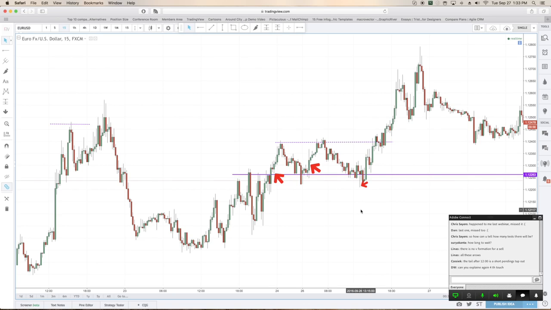Does that make sense? This is a very common problem. Everyone who comes to Forex Watchers gets stuck in this little vibe of getting trapped into selling, trapped into buying, or buying very, very late, or selling very, very late.